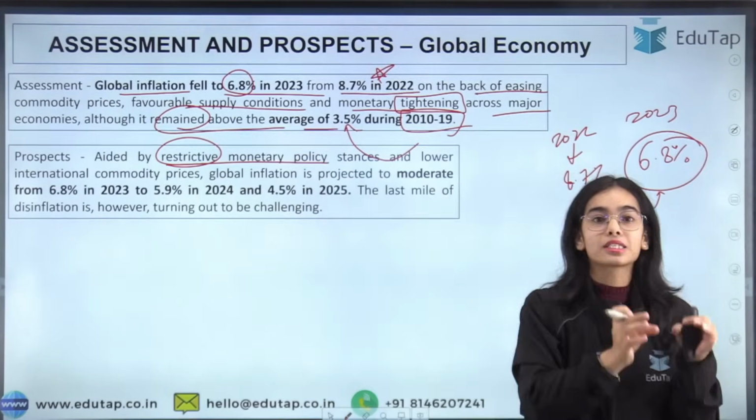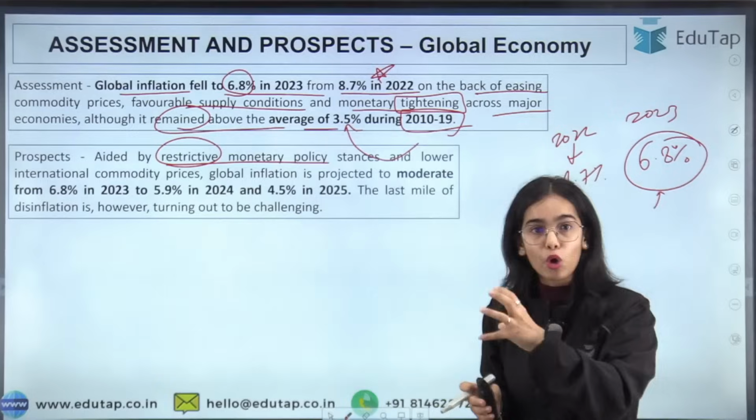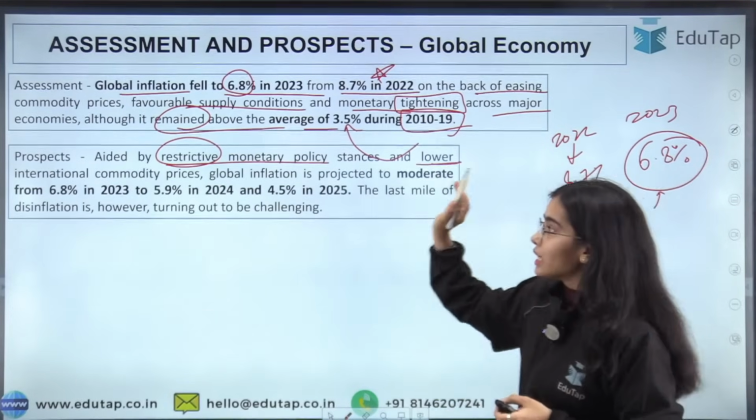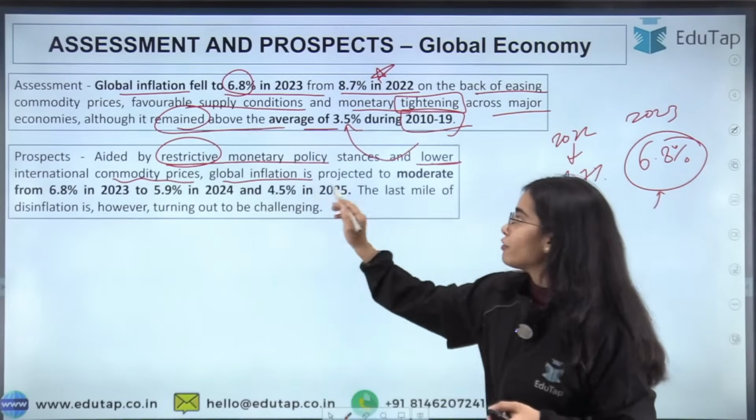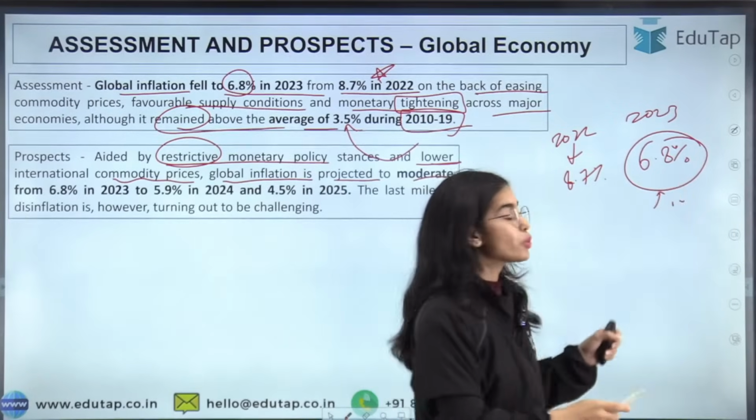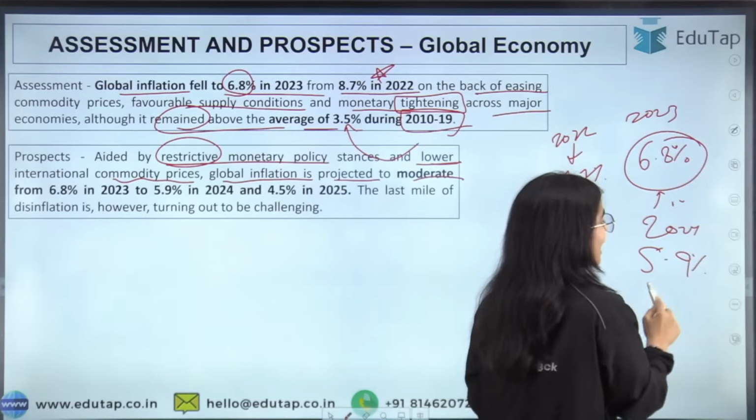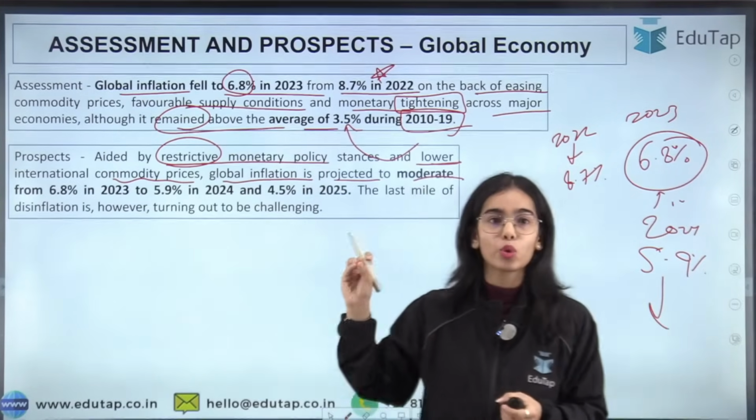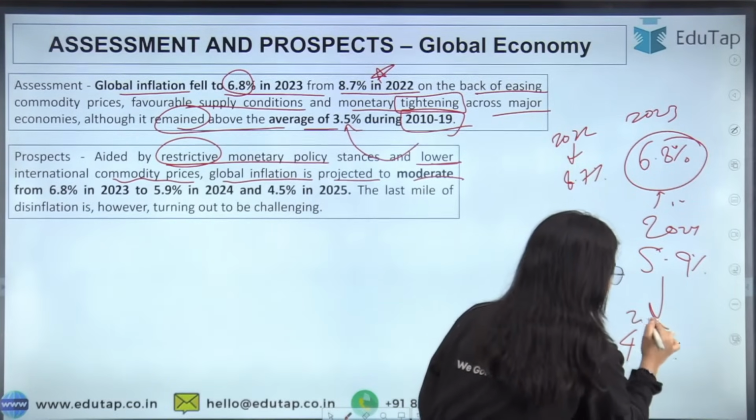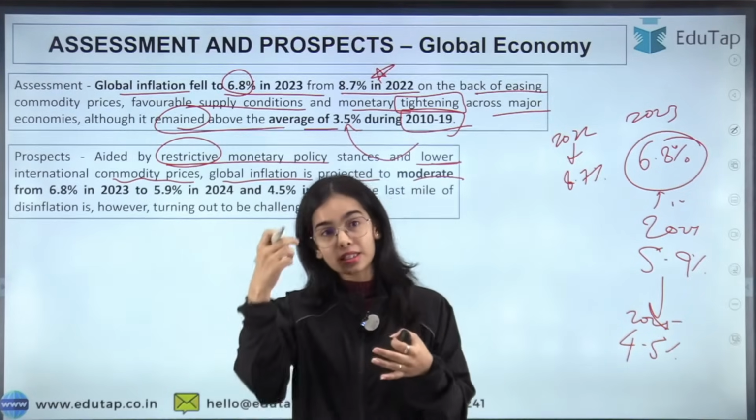So aided by the restrictive monetary policy, the control on the money supply, the monetary authorities taking control of the money supply, and lower international commodity prices, global inflation is projected to moderate further from 6.8%. It is expected to go down to 5.9% in 2024, and it is further expected to go down to 4.5% in 2025.